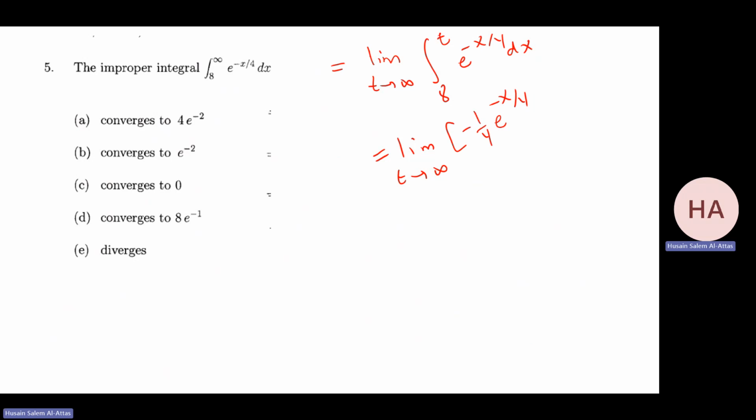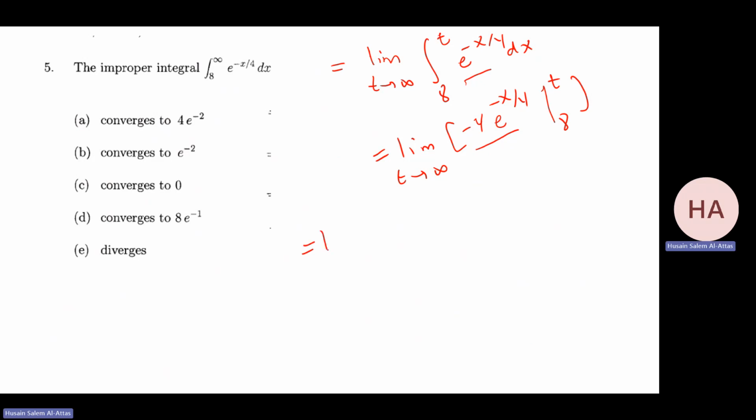This integral will do the same. Limit as t goes to infinity of the integral from 8 to t of e to the minus x over 4 dx. Do the integration. That will be what? Minus 1 over 4 e to the power minus x over 4 from 8 to t. Is it? Or minus 4, sorry. It should be minus 4. Differentiate this and you should get this, which is correct.